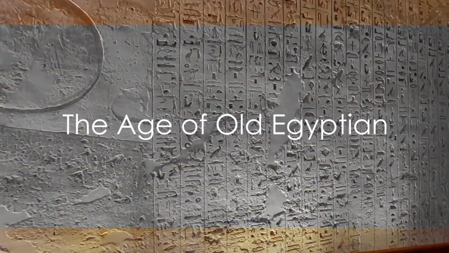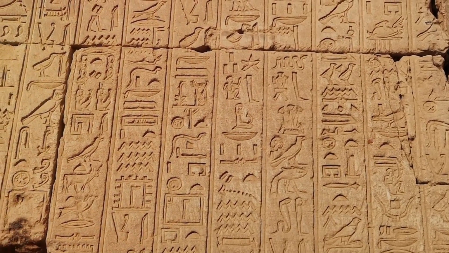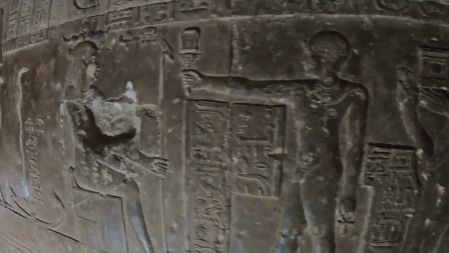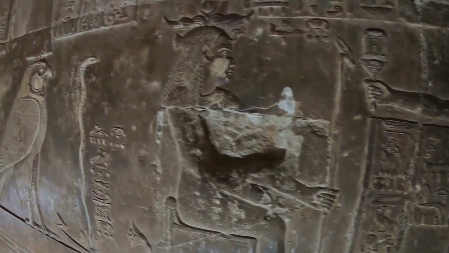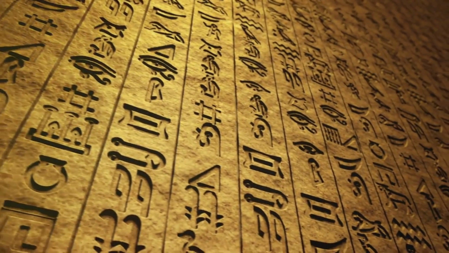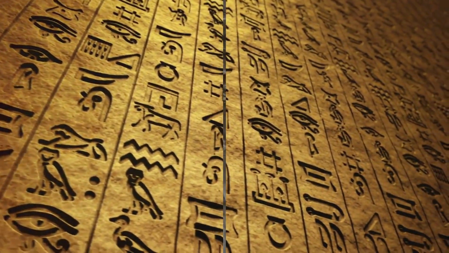Fast forward to around 2600 BC, the age of the Old Kingdom. The Egyptian language has evolved into what scholars call Old Egyptian. This form of the language is found in many monumental inscriptions and funerary texts, providing us with a wealth of information about the lives and beliefs of the ancient Egyptians.